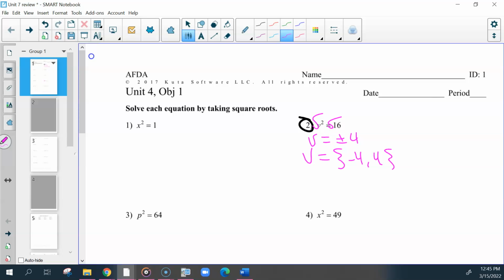Notice we're going fast. Questions on 2? That's the final answer.